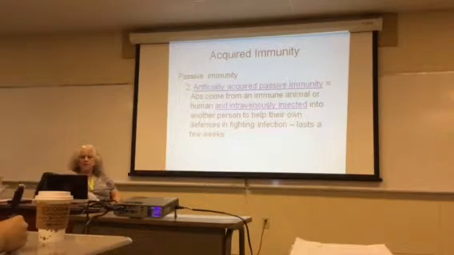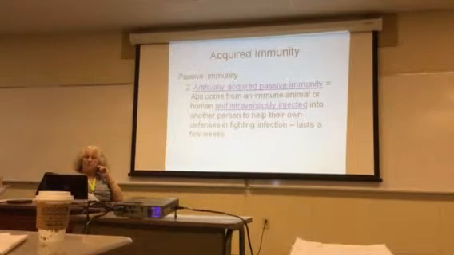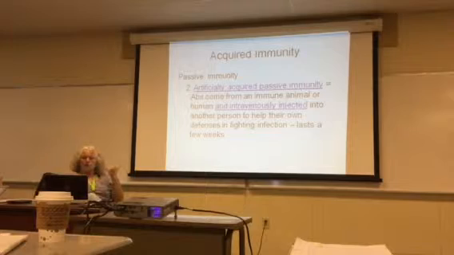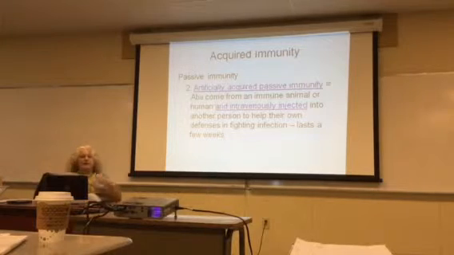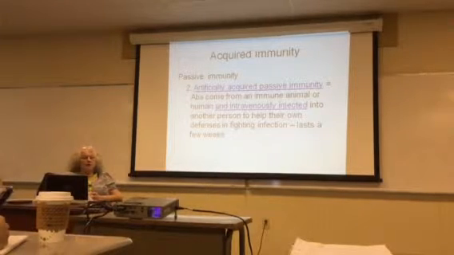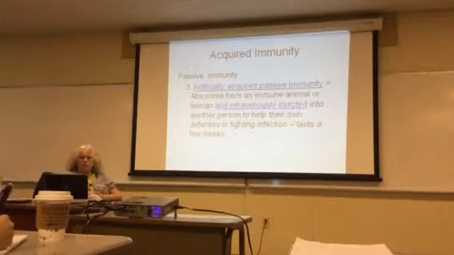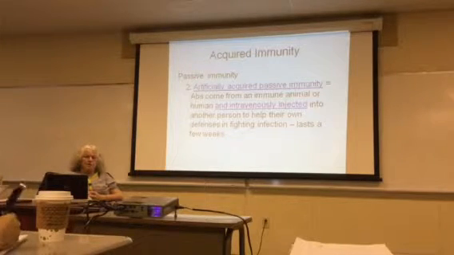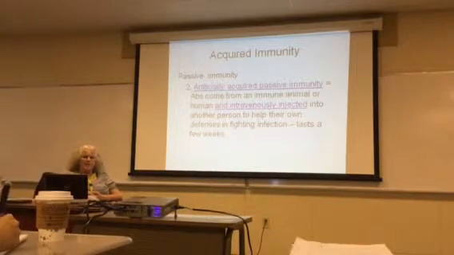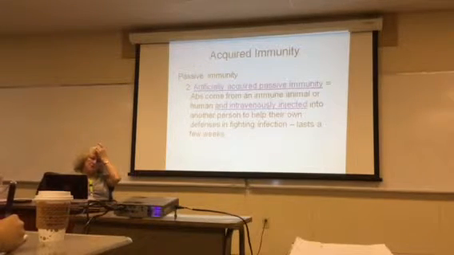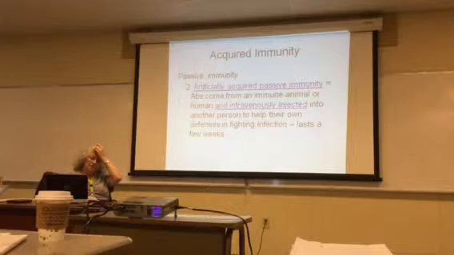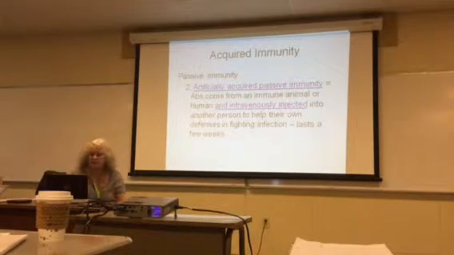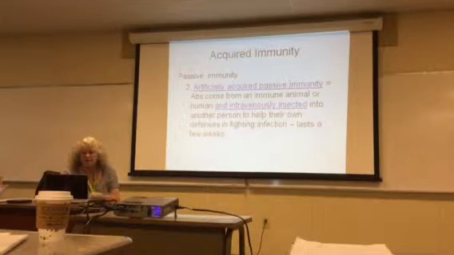Artificially acquired passive immunity involves antibodies that come from either an immune animal or human. They take them out of that person, process them, and then they get intravenously injected into another person to help boost their own immune system. So if somebody in the family has hepatitis, oftentimes they'll give the other people in the family antibodies against it. This type of immunity only lasts for a few weeks.